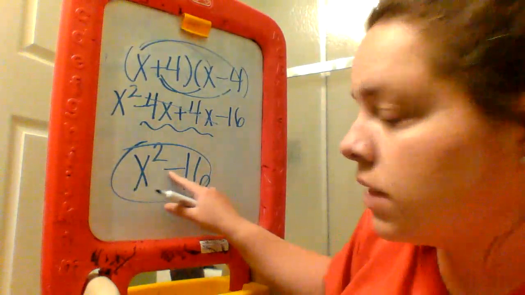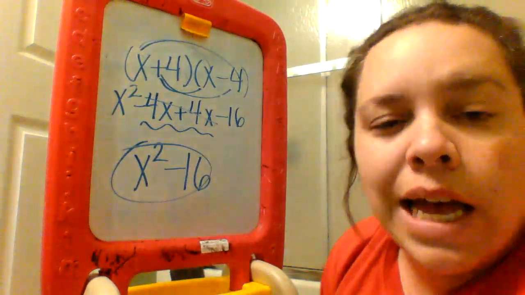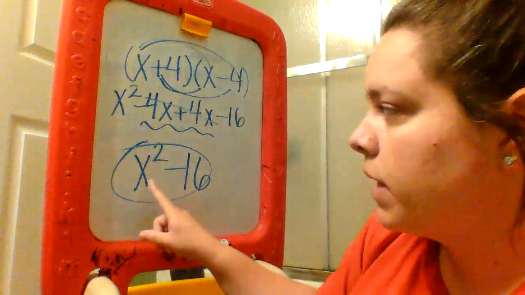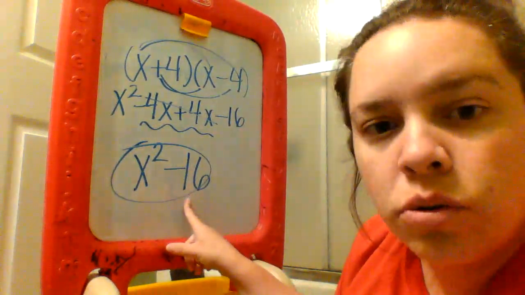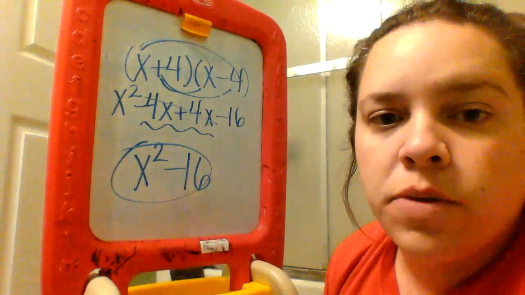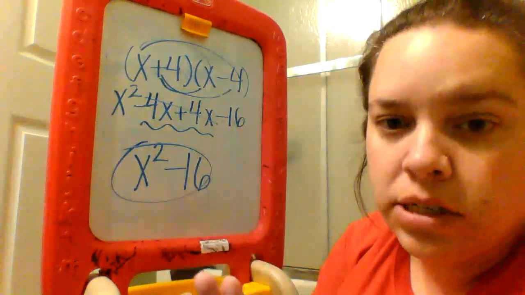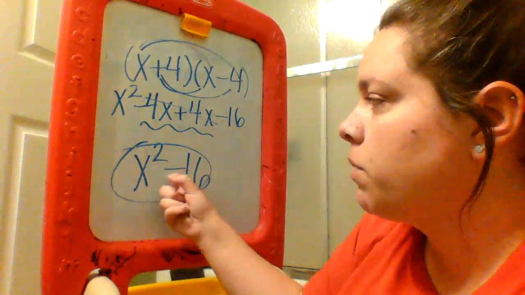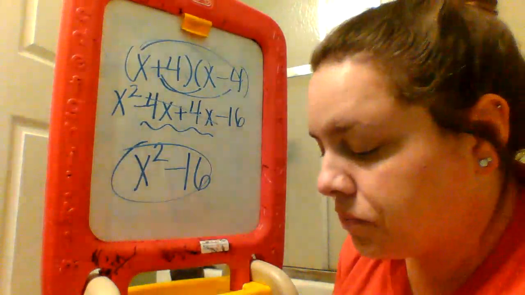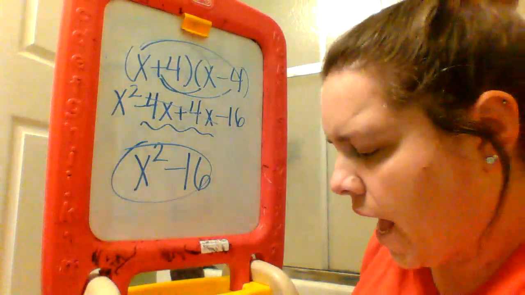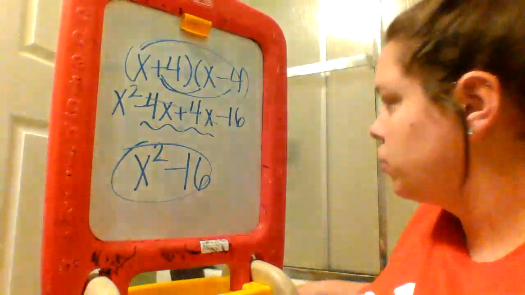This is difference, and these are perfect squares. And difference of perfect squares are special because, look, they only have 2 terms, whereas all the other problems that you've been factoring have 3 terms. An x squared, an x, and a number. Difference of perfect squares just have 2 terms. So let's look at some examples.